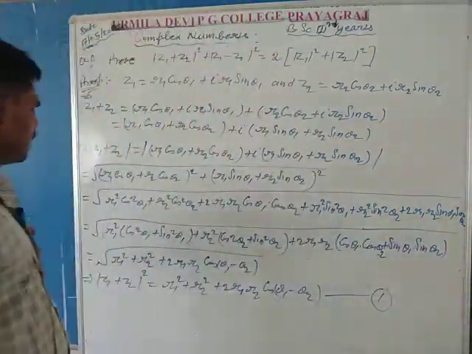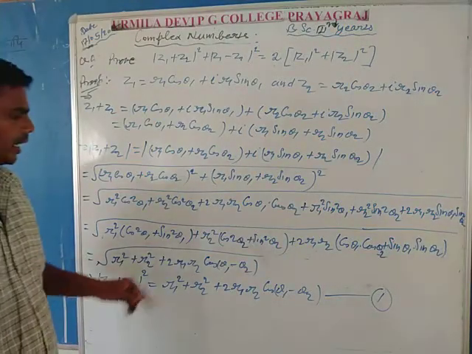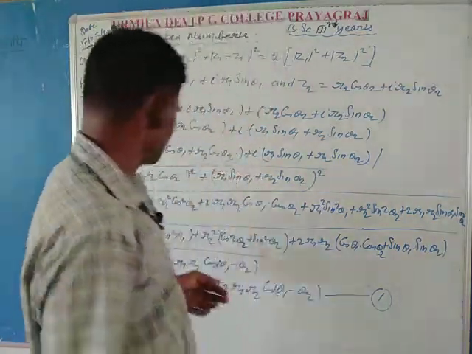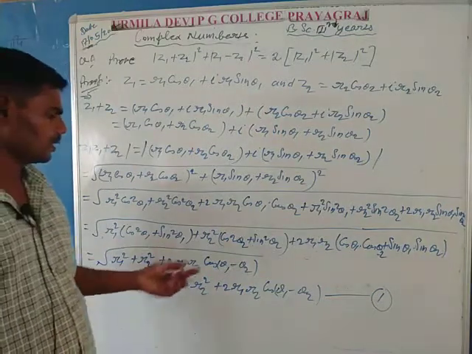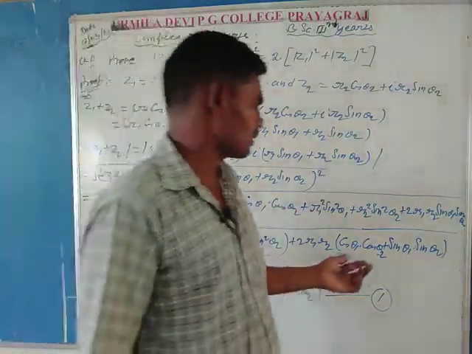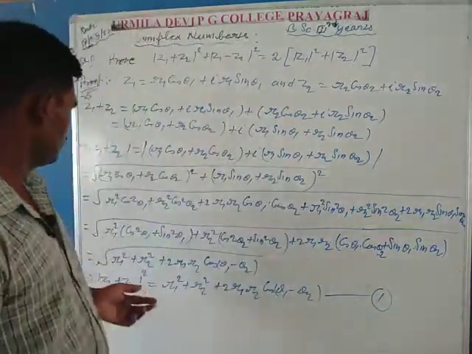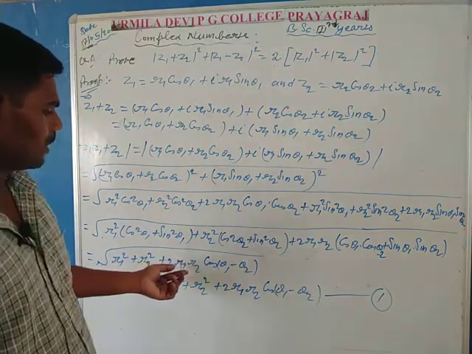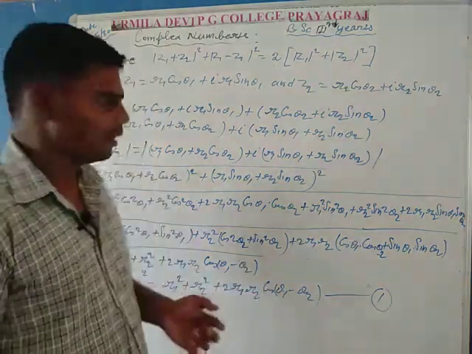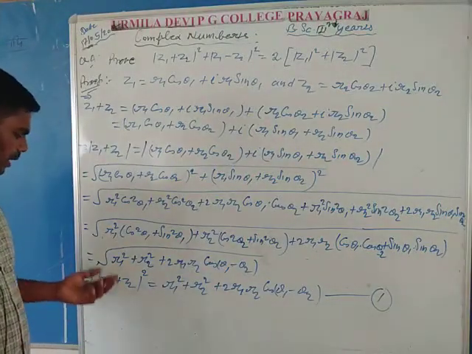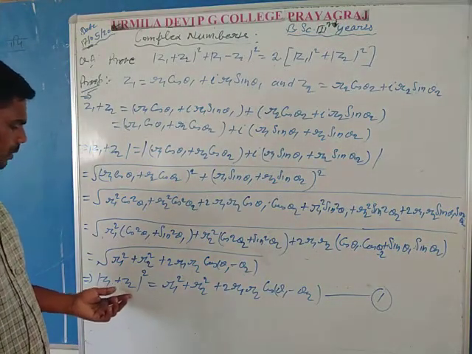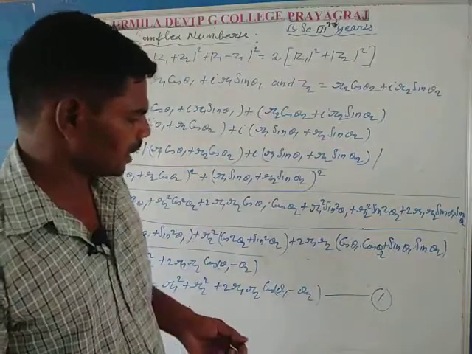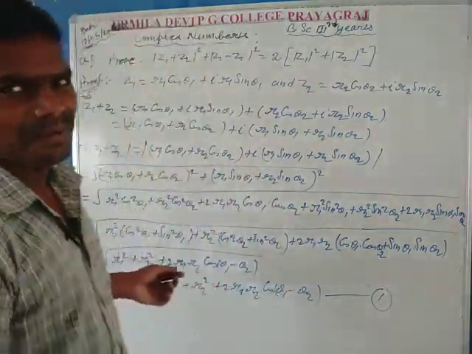Here, collecting all R1 in the first bracket, R2 in the second bracket and 2 times R1 R2 in the third bracket, and applying the trigonometrical formula, this is equal to 1, this is also equal to 1 and this is equal to cos theta 1 minus theta 2. So Z1 plus Z2 is equal to the square root of R1 square plus R2 square plus 2 times R1 into R2 cos theta 1 minus theta 2, and taking the square on both sides, mod Z1 plus Z2 whole square is equal to R1 square plus R2 square plus 2 times R1 R2 cos theta 1 minus theta 2, which is represented by equation first.